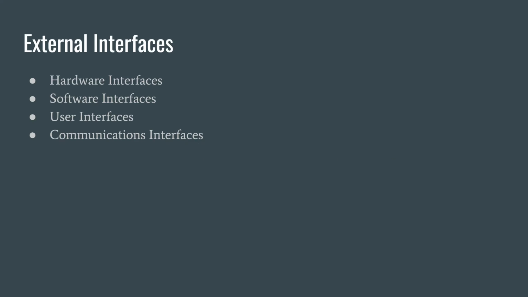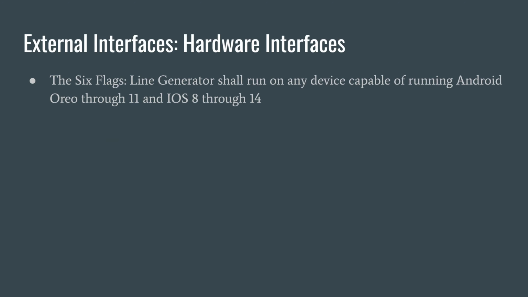So we identified 4 external interfaces, including the hardware interfaces, software, user, and communications interfaces. So first we have the hardware interfaces. Our app shall run on any device capable of running Android Oreo through 11 and iOS 8 through 14. This is what most of the population has on their mobile devices.